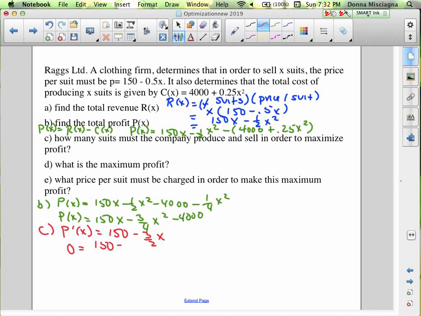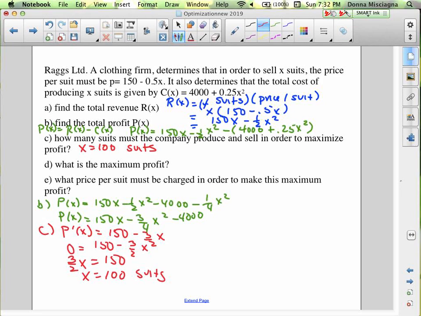So we have 0 equals 150 minus 3/2 x. Let's move the 3/2 x, so 3/2 x equals 150. Of course, if we multiply both sides by 2/3, we'll get x. So x equals 150 divided by 3 is 50, times 2 is 100. So x equals 100 suits. That's how many suits the company must produce and sell in order to maximize profit.